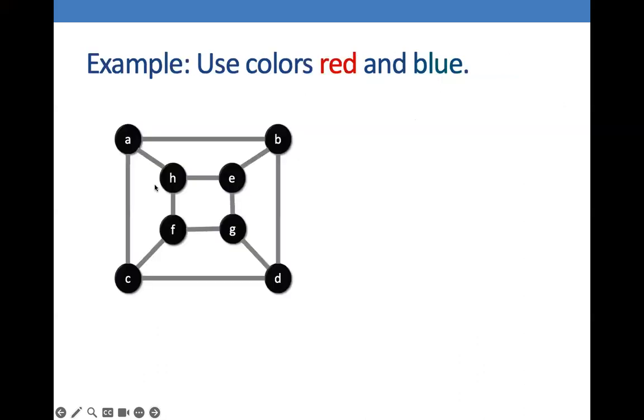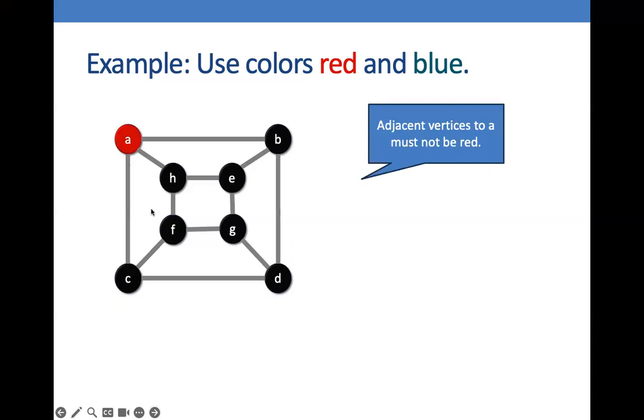Okay, so let's have an example to make it more understandable. So we are going to use two colors, red and blue. And you can start coloring with any vertex. So in this case, I am going to start with A. And since I started with A and colored it red, then adjacent vertices to A must not be red. So in this case, B, H, and C must be colored blue.